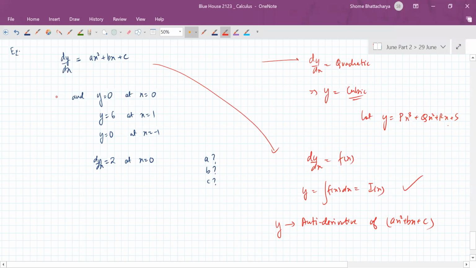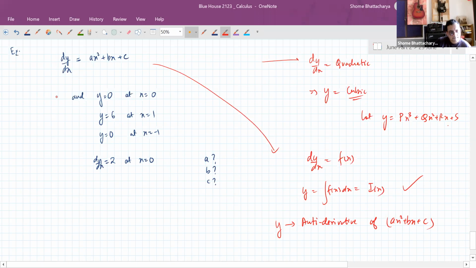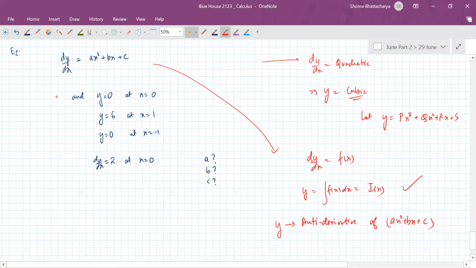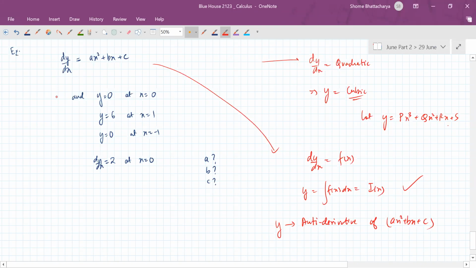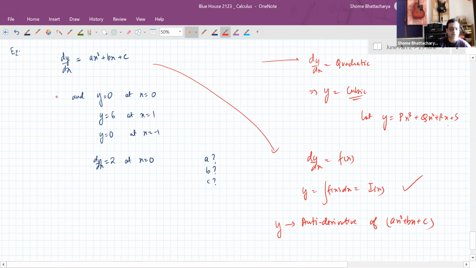Sir, we will take this c and a constant into one indefinite c only, no? We will take ax square plus bx plus c and then integrate it. Where a, b, c are unknown constants. There are some numbers which you don't know right now, right? Yes, sir. Because y is the antiderivative of this, because the derivative of y is this quantity, so y is the antiderivative of it, right? So to find the antiderivative, we have to integrate it, right?